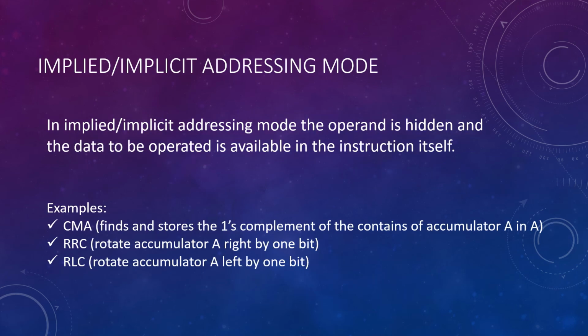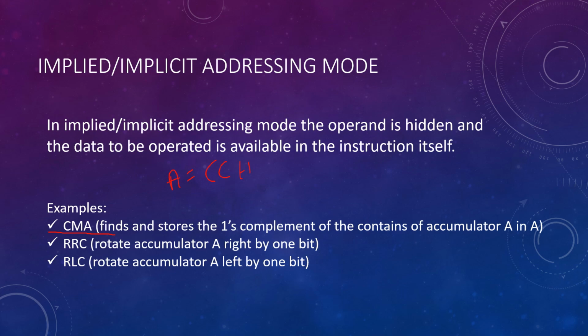The last one is implied or implicit addressing mode. In implied addressing mode, the operand is hidden and the operator is available in the instruction itself. Let us take the first example, CMA. What will the instruction do? It finds and stores the ones complement of the content of the accumulator, and it stores the answer in the accumulator. Let us assume that our accumulator holds the value CCH before execution.